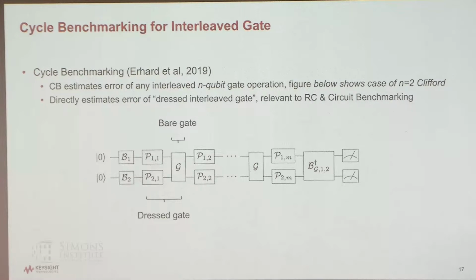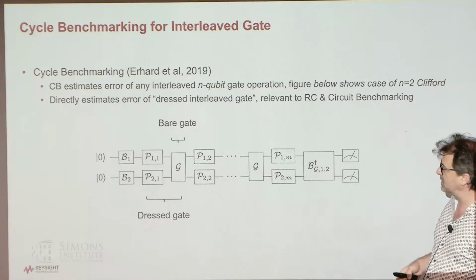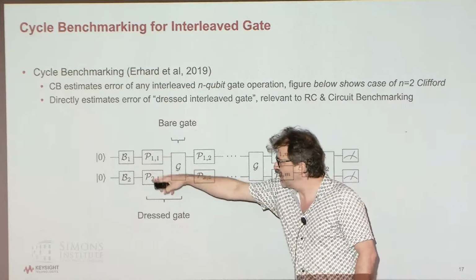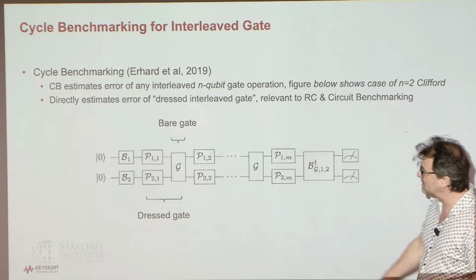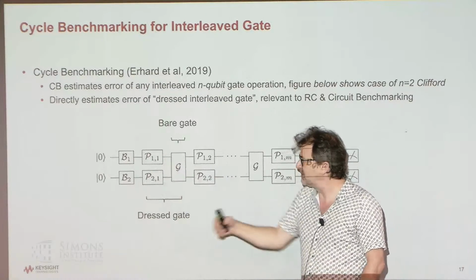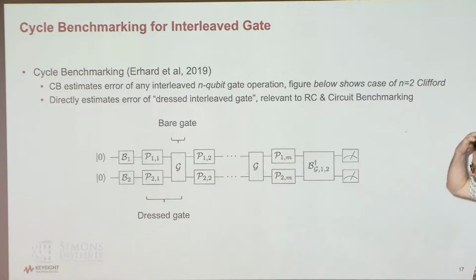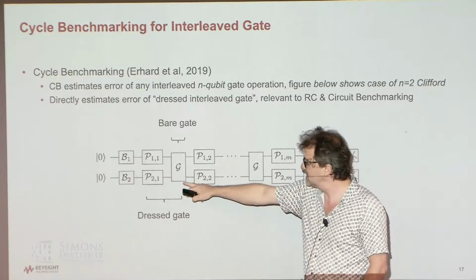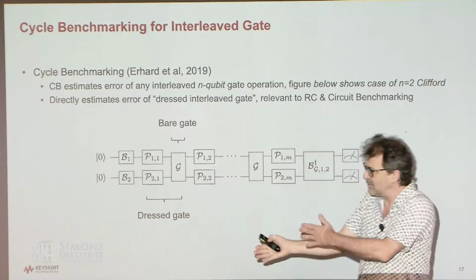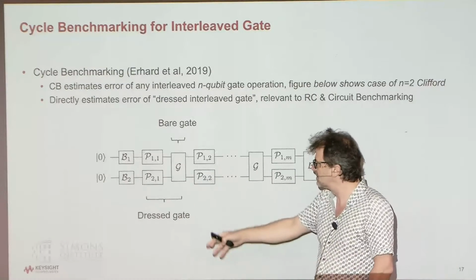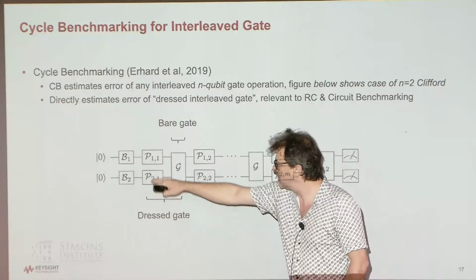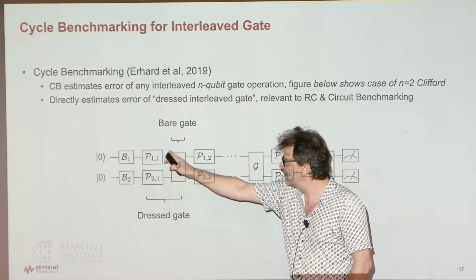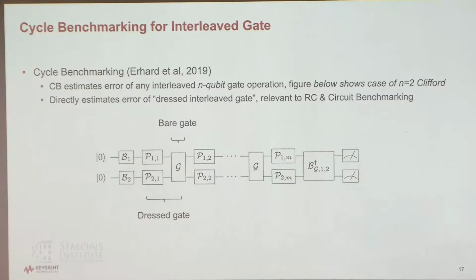So a better way to do this is to use the cycle benchmarking trick, which instead of applying a random gate from SU4, whether it's a Clifford on 2 qubits or whatnot, you would just apply a random Pauli on each qubit. And then we call this the bare gate you're trying to characterize. This is your MS gate or your CNOT gate or your controlled-Z. And then we call the dressed gate that gate with the single qubit randomizations next to it.